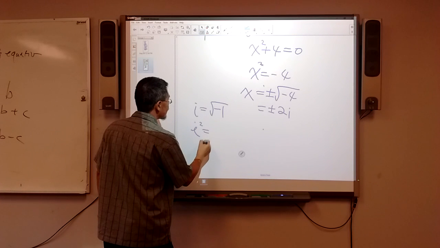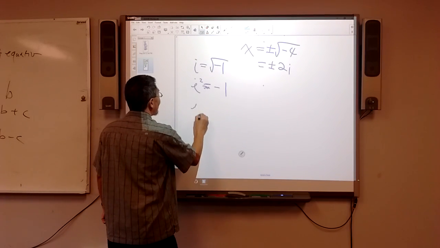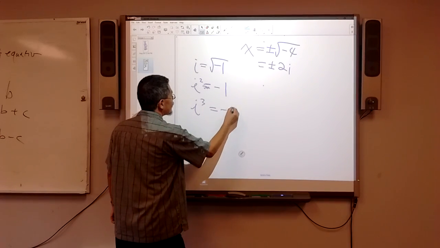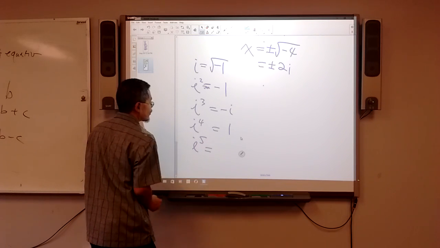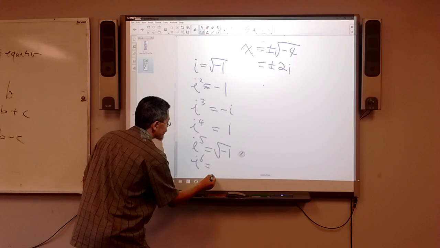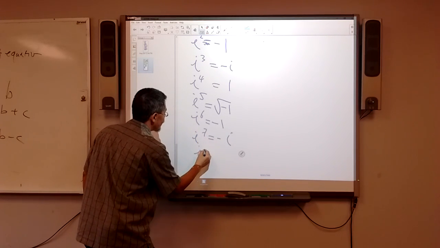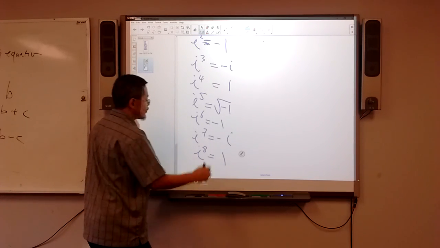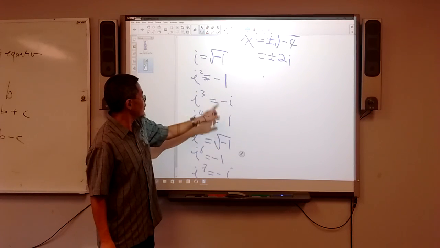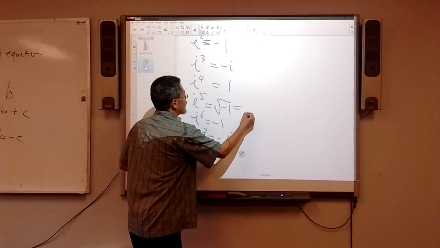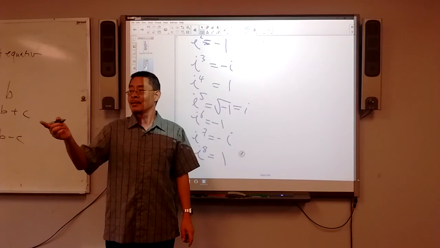What's i squared? Negative 1. And i to the third? Negative i, right? i to the fourth? 1. What's i to the fifth? The square root of negative 1, which is i. i to the sixth is negative 1. i to the seventh is negative i. i to the eighth is 1. So we see there's a pattern to it: i, negative 1, negative i, 1. It'll keep going forever, but with that pattern. Every fourth power will come back.